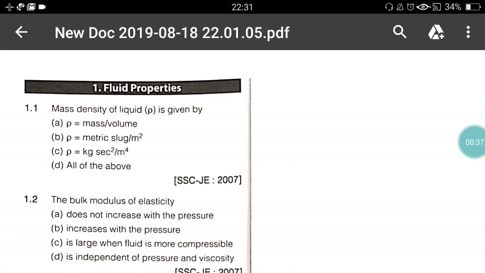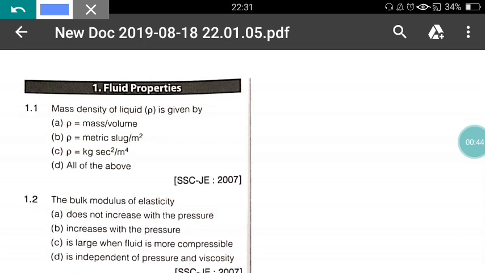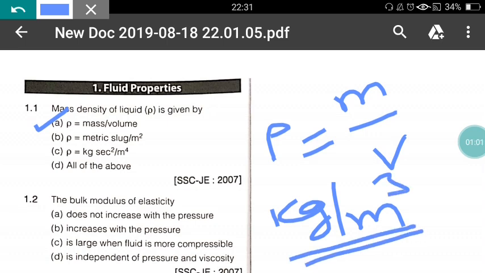The first question is asking what the mass density is given by. We know what mass density is. It is denoted by rho, and the formula is mass per unit volume. So the answer is option A. And what is the unit of mass density? It's kg per meter cube. Remember that mass density is mass per unit volume and the unit is kg per meter cube. So the correct answer for this question is option A.